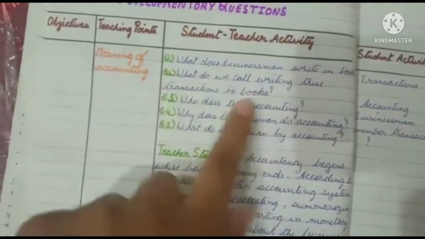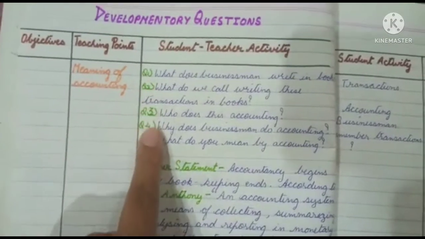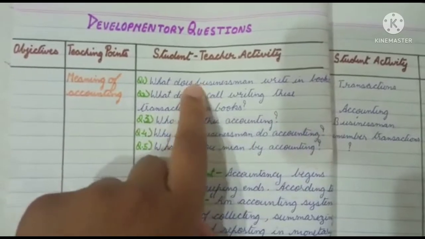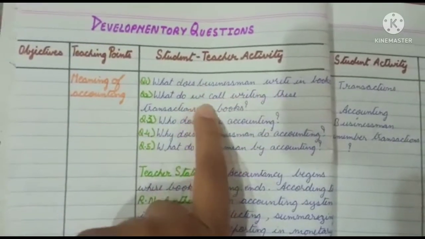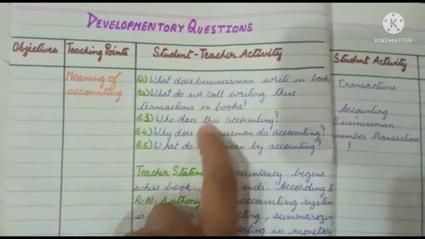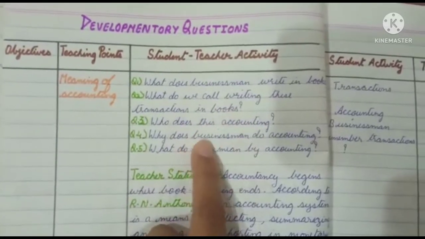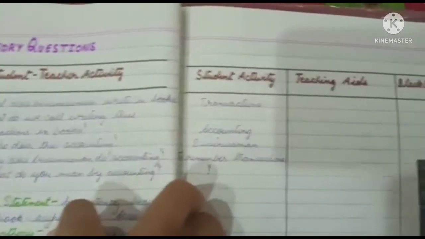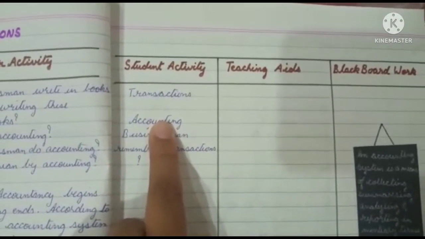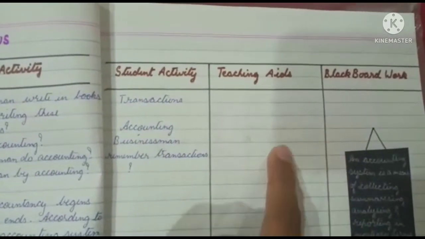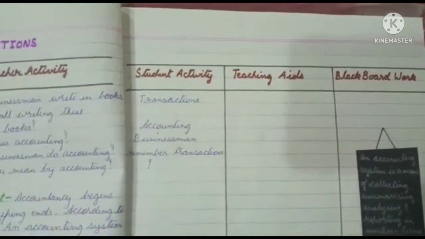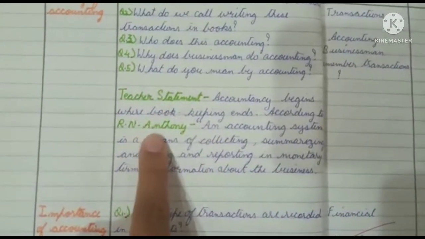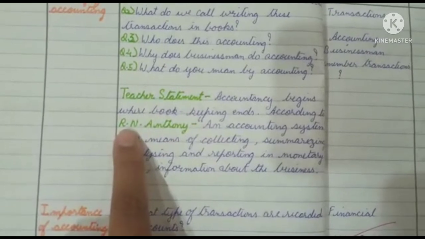So the first teaching point is meaning of accounting. For that, the student teacher will ask these 5 questions. What does businessman write in the book? What do we call writing these transactions in the books? Who does this accounting? Why does businessman do accounting? What do you mean by accounting? These are the answers that the students need to give. We're not going to use any teaching aid. Then we have the teacher statement and a quote by R.N. Anthony.